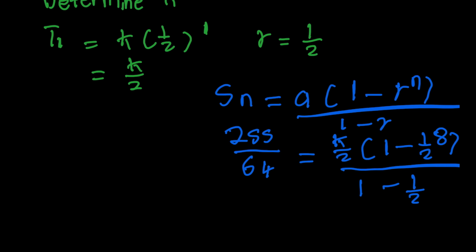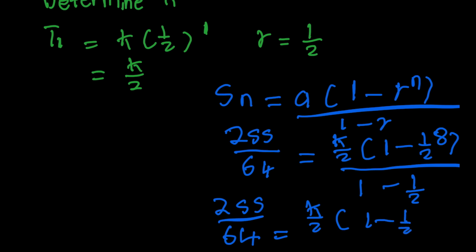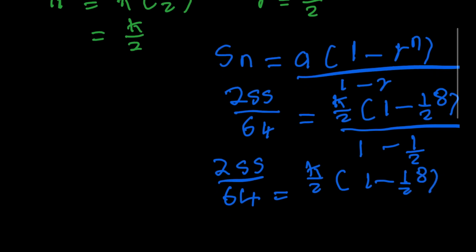So I'm just going to try and work out the denominator first. So 255 over 64 is equal to K over 2 times 1 minus 1 over 2 to the power of 8. Okay, so 1 minus 1 over 2 is like 1 minus 0.5, so it's left with half. And then I'm just going to multiply this by the other side to eliminate it. So it's as simple as that.